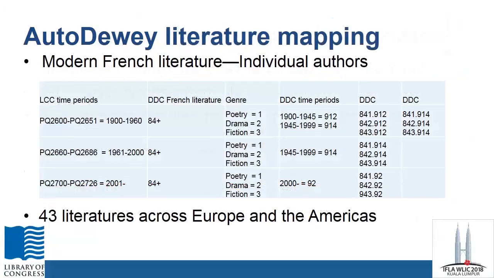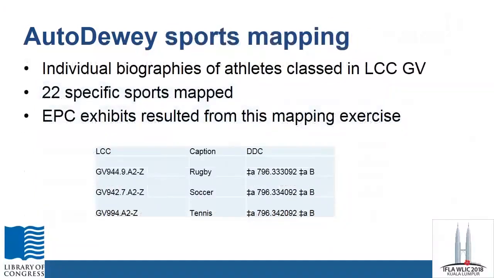43 literatures. The way the Auto-Dewey sports mapping works is that individual biographies of athletes are classed in the GB area for 22 specific sports. And the way this works is that there is a number for rugby athletes in Dewey. There's a number for soccer athletes, but there's also a very specific number for LC class. So it's very easy to map the two.